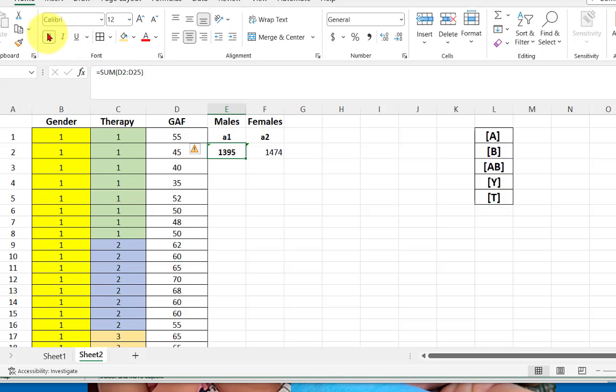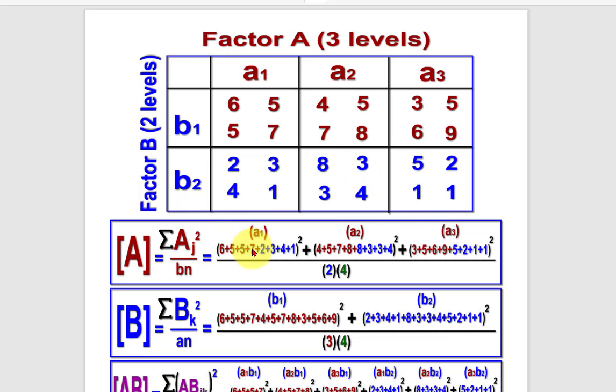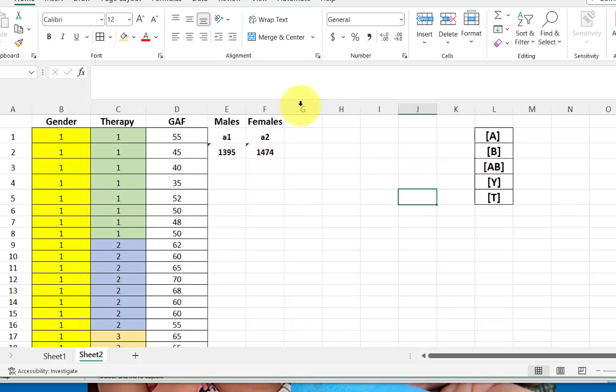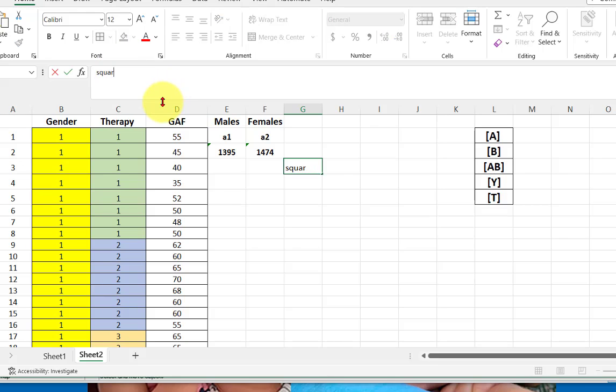Okay, now what do we do with that? We go back to the sheet. So we added them up. Now we have to square them. So we're going to go to these, this will be squared, right? I'll just type in squared. But I won't put it there. Hold on. We'll spell it right.